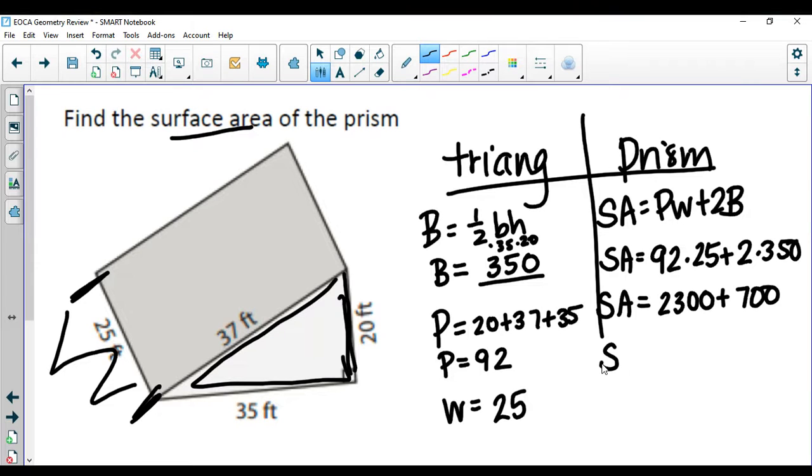For surface area, what type of units are we going to include? So our units are going to be square feet because we are finding the areas. So when we add these together, we're going to get a total of 3,000 square feet. And that's it then for your geometry review for your end of course assessment.